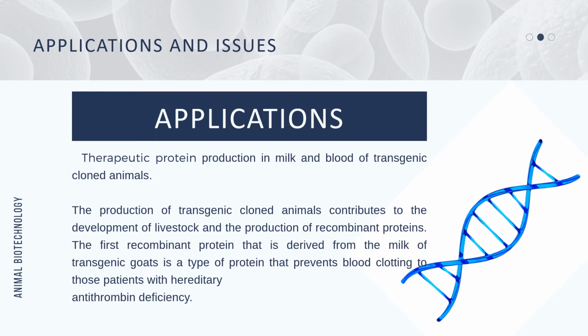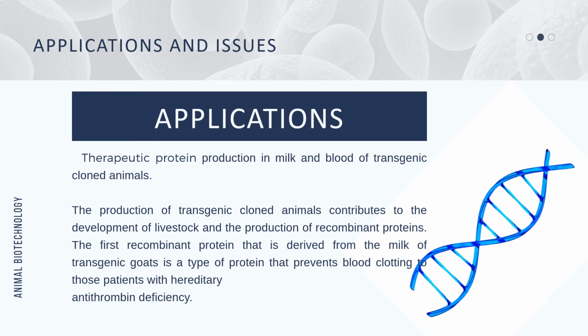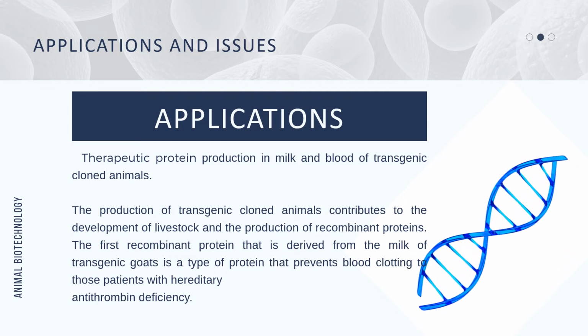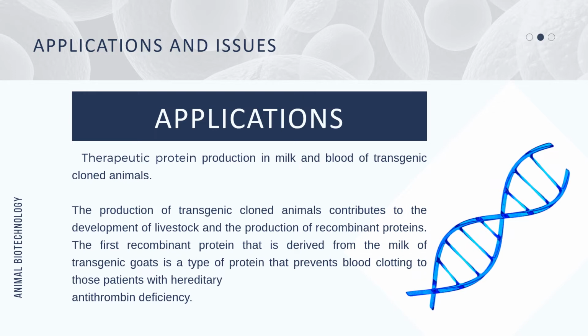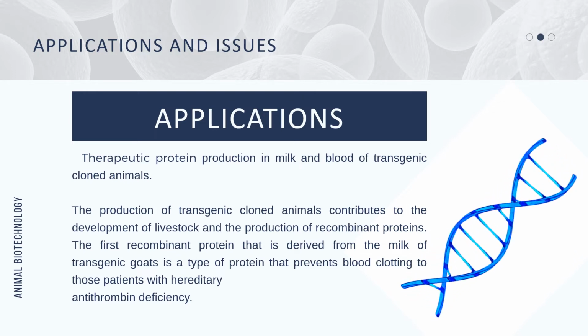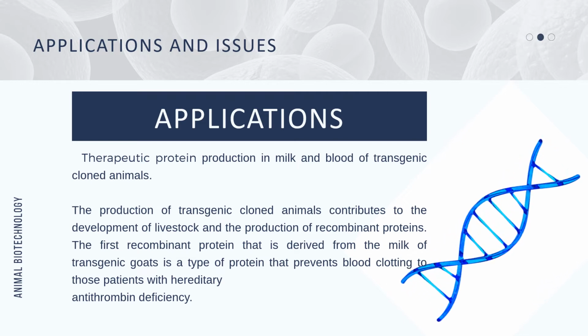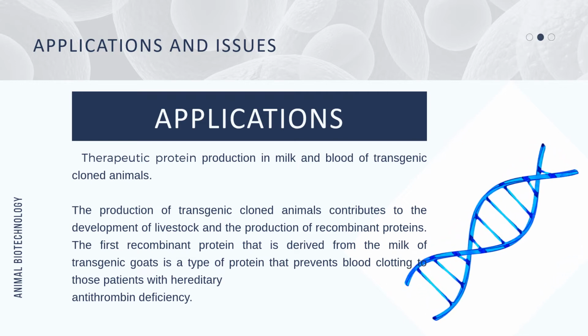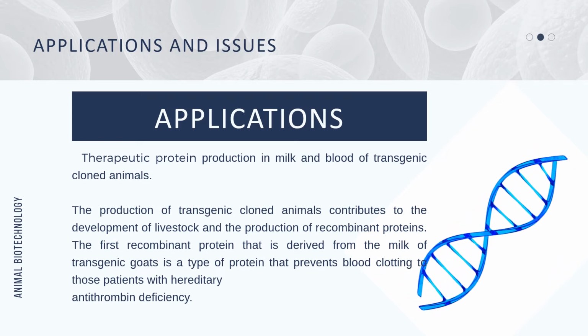In 2006, the European Medicines Evaluation Agency authorized antithrombin, which is the first recombinant protein derived from the milk of transgenic goats. This type of protein is approved by the United States FDA as a drug that prevents blood clotting in patients with hereditary antithrombin deficiency.